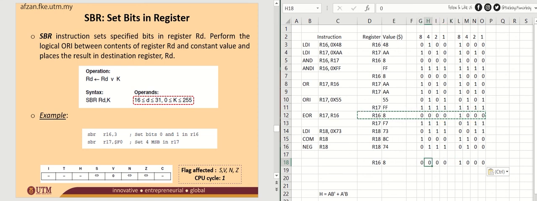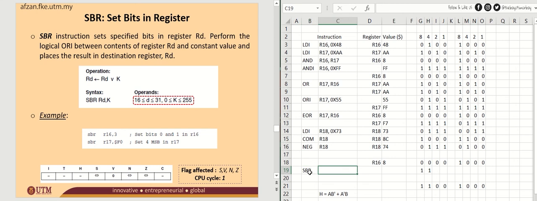I want to change my bit 7 and bit 6 so that they become 1, while the rest of the bits stay the same. So how to do that? This is my intended output: bits 7 and 6 are 1, and the rest of the bits are the same. To do that, I can use the SBR instruction, so I use the SBR.